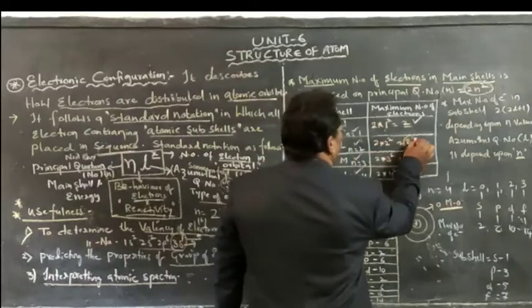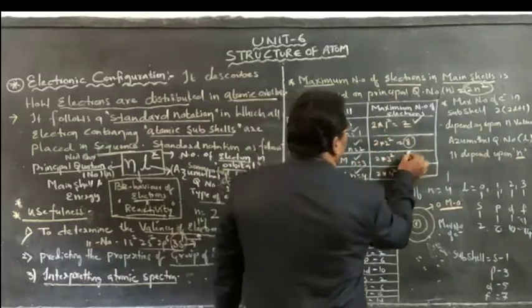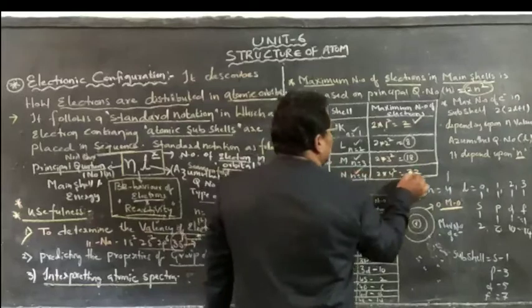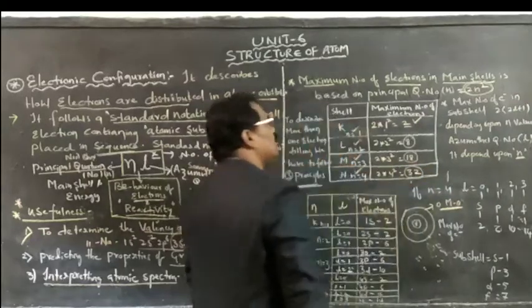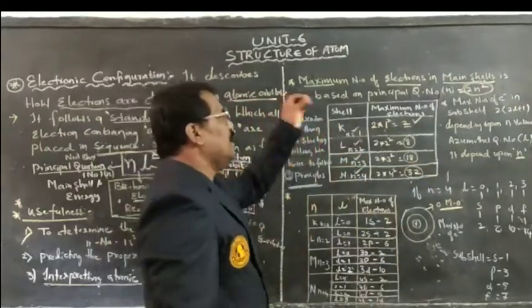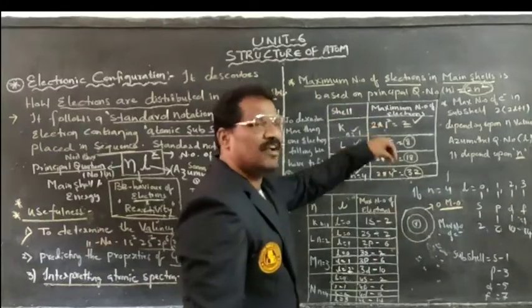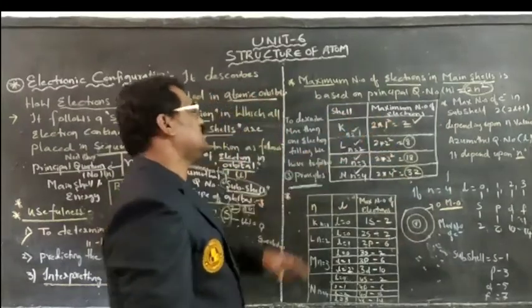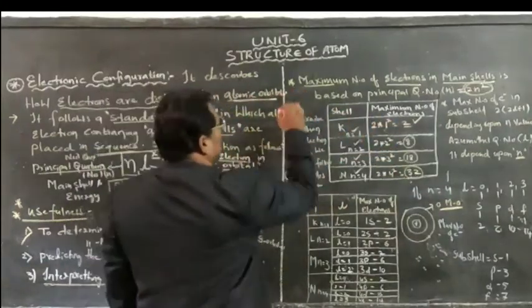L shell can accommodate 8 electrons. M shell can accommodate 18 electrons. N shell can accommodate 32 electrons. In that particular way, electrons get accommodated in main shells. That point we have understood there.